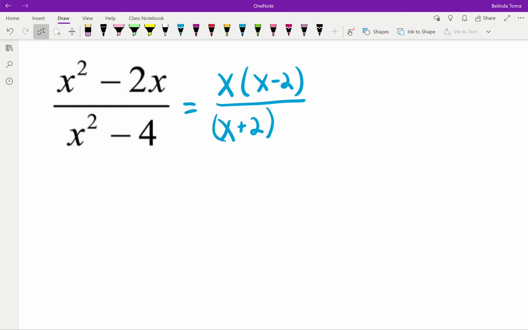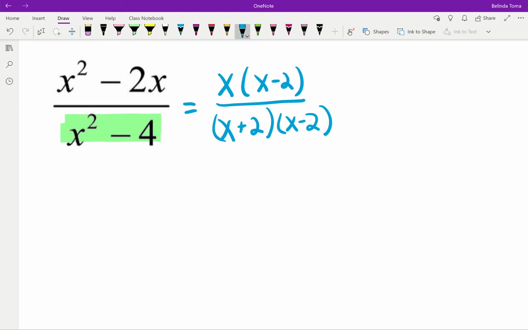Now, what's going to be a little different here is that we are going to simplify, but we are also going to look for restrictions on the variable. And restrictions come from looking at the denominator and recognizing that we can't divide by 0. Therefore, anything that would make it 0 in the denominator has to be excluded or restricted from the domain. So let's get back to our simplifying.